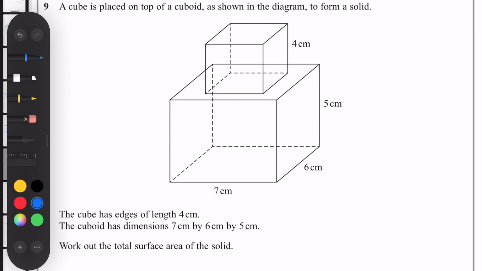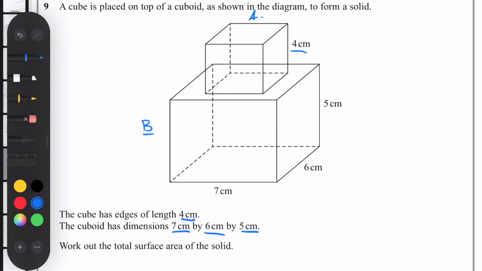Number 9. A cube is placed on top of a cuboid, as shown in the diagram, to form a solid. The cube has edges of 4. In fact, should we call this A? And then we can call the other part B. And so there's 4 centimetres for the cube, and the cuboid has dimensions of 7, 6, and 5. Work out the total surface area of the solid.